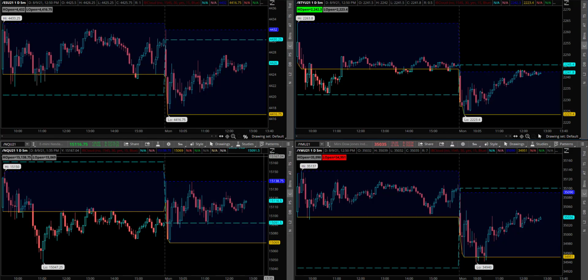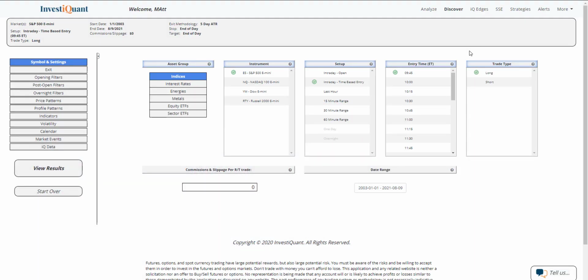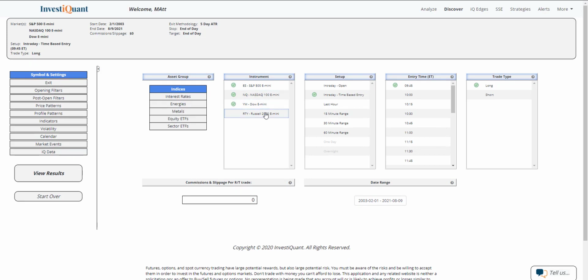But what we're going to be looking at this afternoon is what has happened historically when you close at a 52-week high, and then the next session, you're trading below that 52-week high close as you approach the end of the day. So let me go ahead and get it set up here. I'm going to get all 4 instruments.